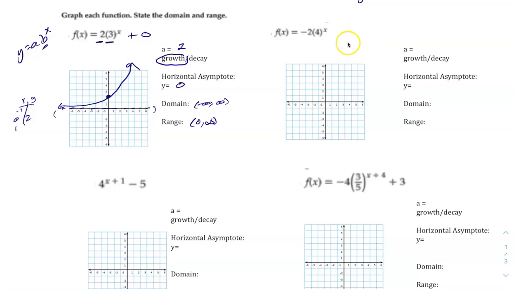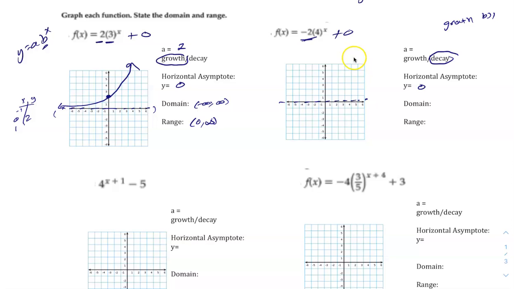The second one, growth or decay? Now this is a little tricky. It's normally a growth because that b's bigger than 1, but there's a flip, and the flip always changes it. So initially I would say growth, b's bigger than 1, but there's a flip right there, so it's actually a decay. That makes more sense when we start graphing it. Horizontal asymptote plus 0 again. So y equals 0, I like to start there.